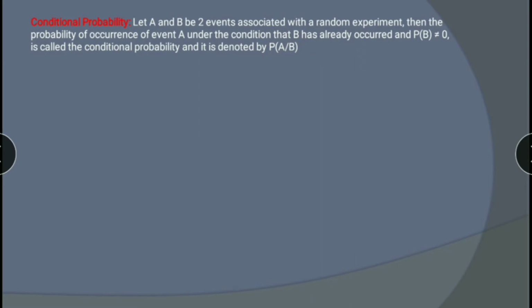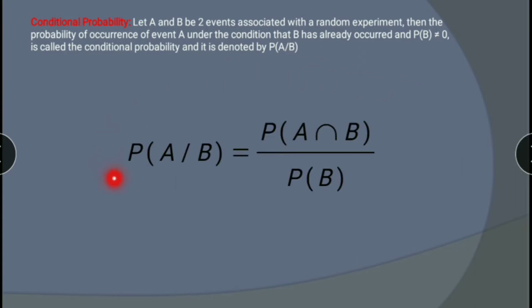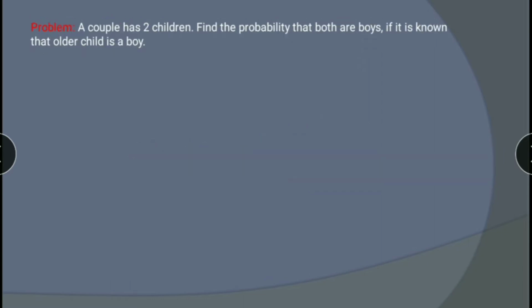Such kind of probability is called conditional probability, and the formula to find out the conditional probability is this: probability of A given B is equal to probability of A intersection B upon probability of B. Let's see one example to this.